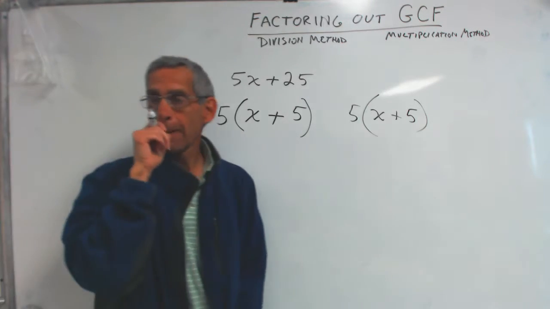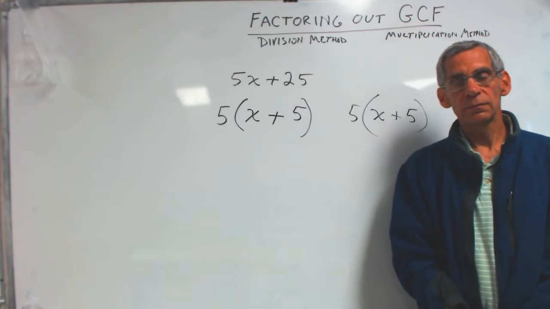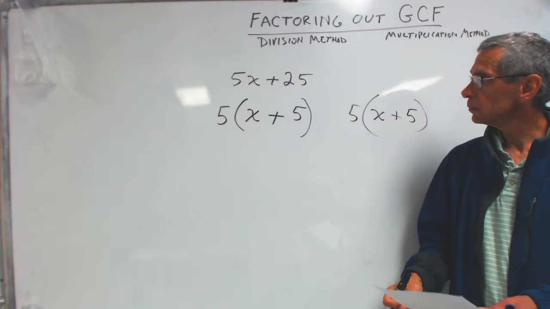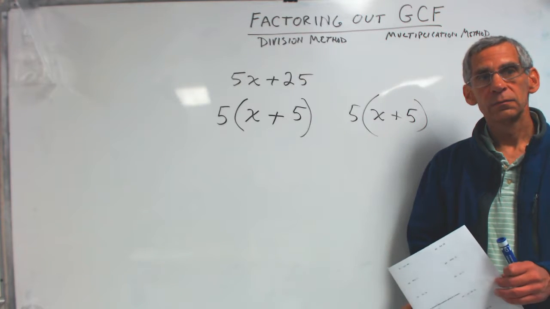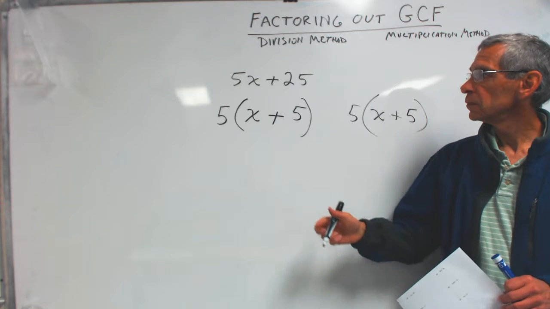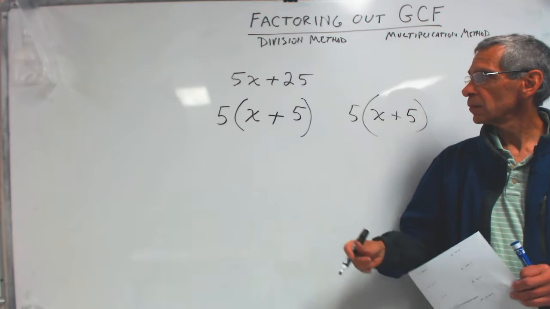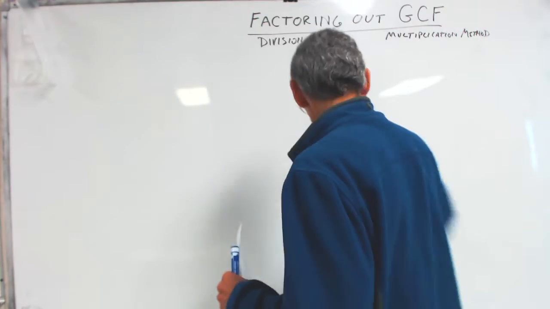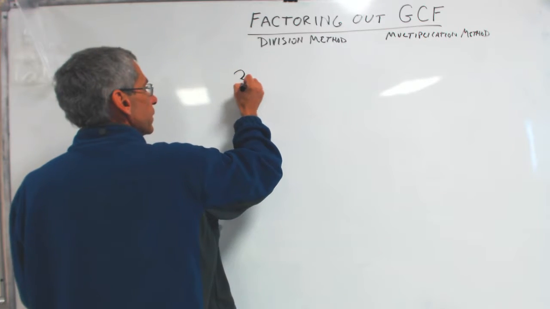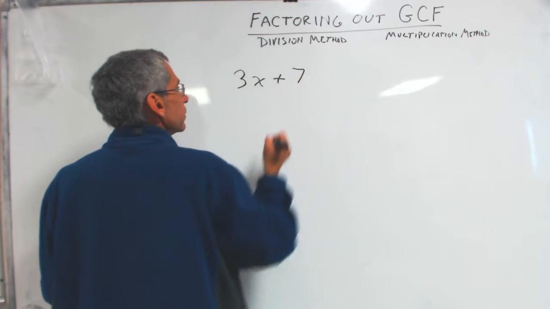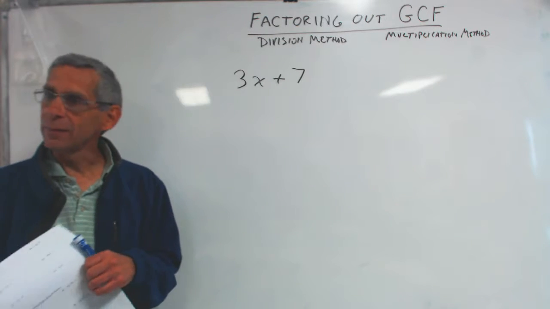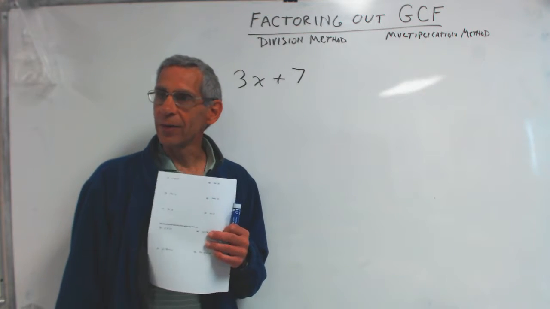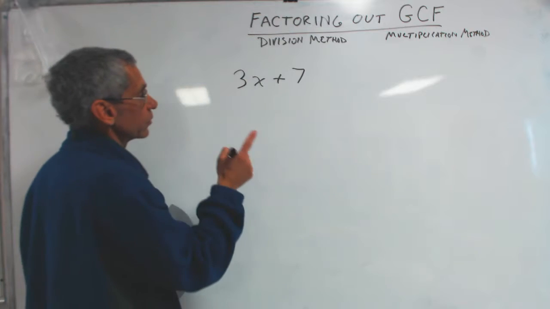Yes, I have a question. When the coefficient of the x does not go into the other number... I see, 3x plus 7? Well, why don't we make it easy? 3x plus 7. Is that okay? Trying to keep it simple. It's a great question.